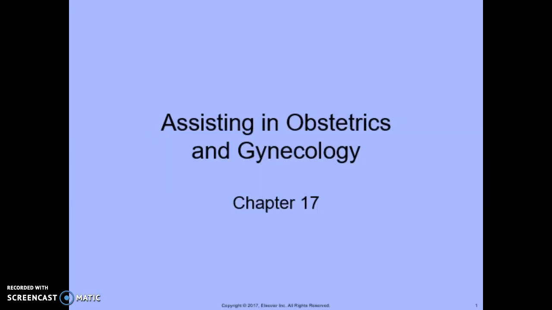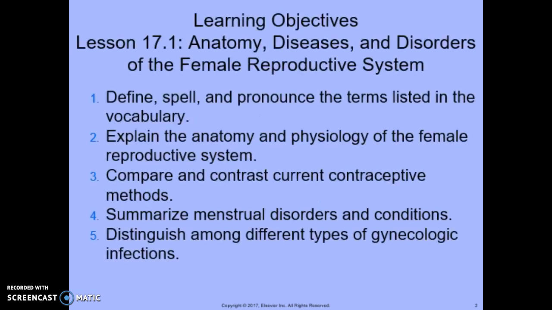Hello, welcome to Chapter 17, Assisting in Obstetrics and Gynecology. Let's look at our learning objectives. This will be divided into two parts. We're looking at 17.1, Anatomy, Diseases, and Disorders of the Female Reproductive System.